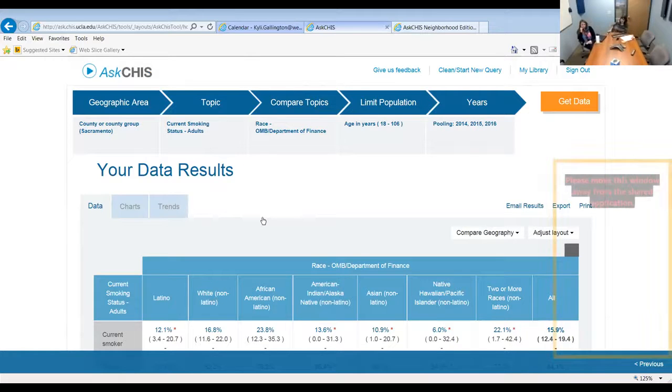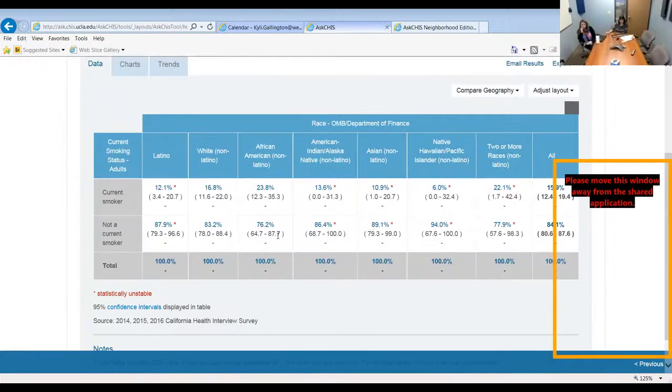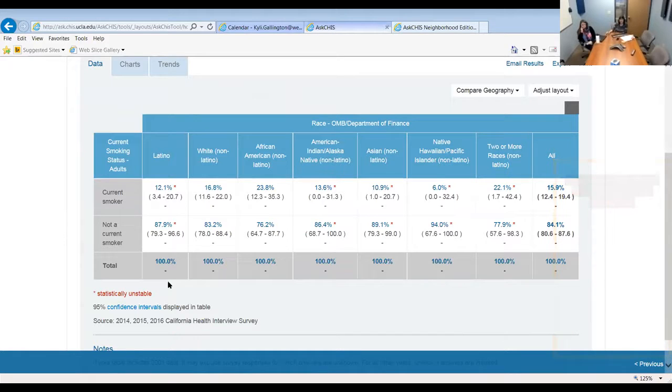So now, instead of pooling those three racial categories together, it is breaking this information down for Sacramento County by the OMB Department of Finance definition of race and ethnicity. And so this is going to be a helpful example because we're going to see some red dots here, which says that this is a statistically unstable estimate. So we do not have the power or the population numbers to break down this specific cross tabulation. So we see some unstable estimates here.